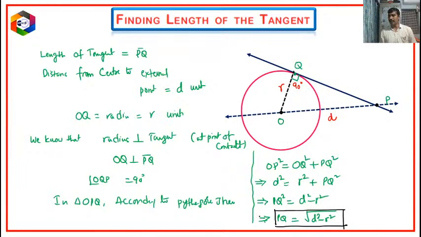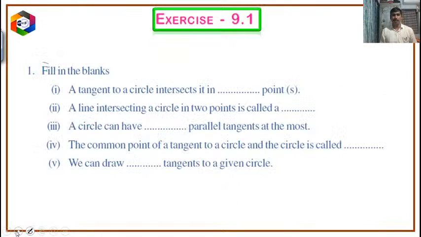This indirect idea you will get in the question. So the length of the tangent will be equal to square root of d square minus r square. What is d here? It is very clear: it is the distance from the center to the external point. And what is r? It is the radius of the circle. Then the length of the tangent is equal to square root of d square minus r square. Okay children? Yes. Now based on this we can do the problems.